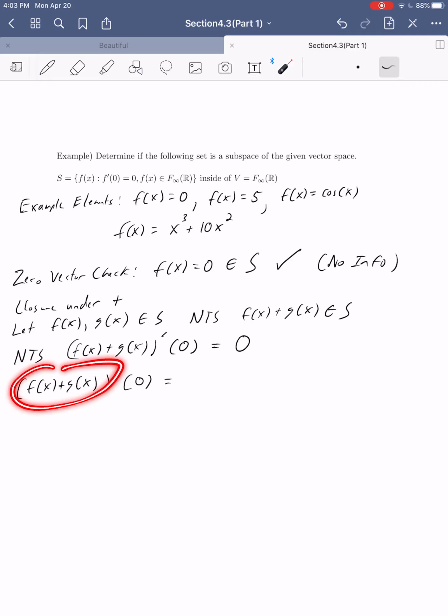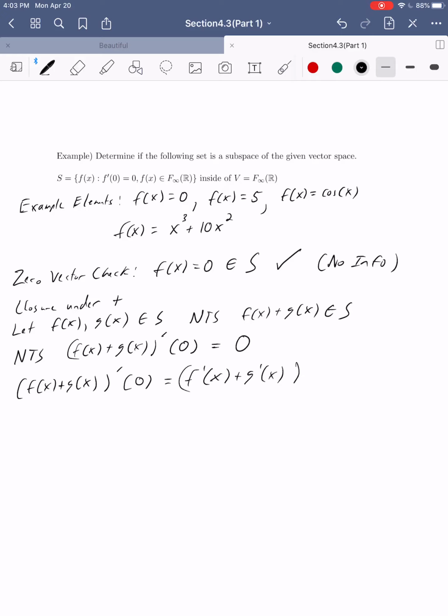Well, we know that derivatives distribute over addition, so that's a good sign. That means we can say that that's f'(x) plus g'(x), evaluated at 0. And that's f'(0) plus g'(0). Okay, well, what do we know about f'(0) plus g'(0)? Well, f'(0) has to be 0 because f is an element of S, and g'(0) has to be 0 because g is an element of S. So this is 0 plus 0, since f and g are elements of S, and that's 0.